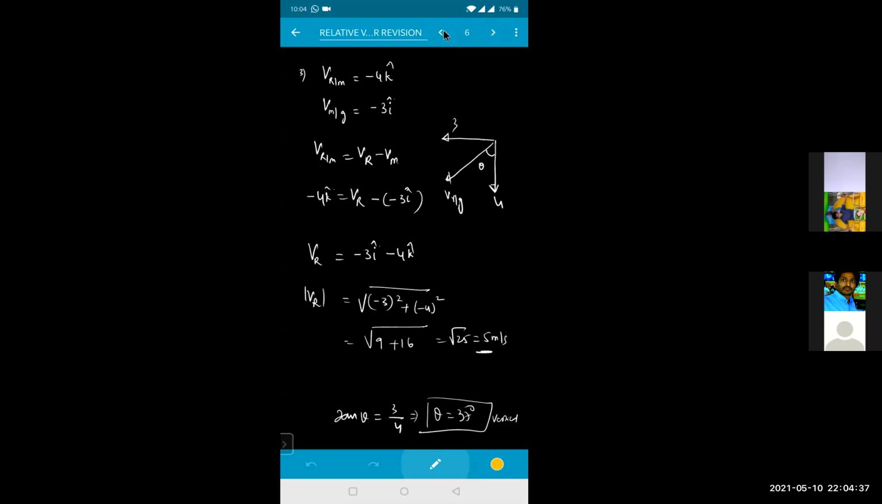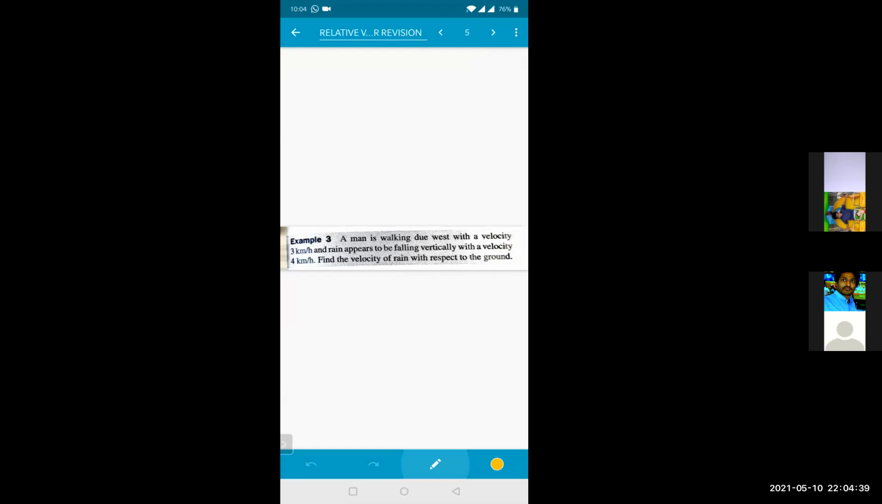Okay, let's try this question, everyone. A man is walking due west with a velocity of 3 km per hour and rain appears to fall vertically with a velocity of 4 km per hour. Find the velocity of rain with respect to the ground. Take a minute of your time. Can anyone give the answer?